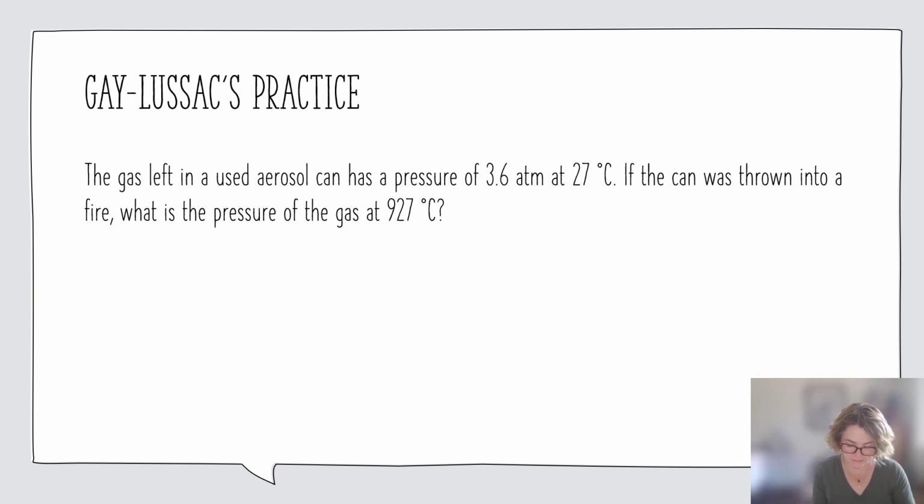All right, so let's identify all of our pieces. 3.6 atmospheres is our initial pressure. 27 degrees Celsius is our initial temperature, that would be T1. I want to know the final pressure, so I'm going to be looking for P2 after the can has been heated up to 927 degrees Celsius. All right, so let's go ahead and write out our equation.